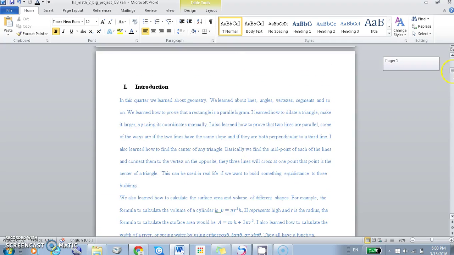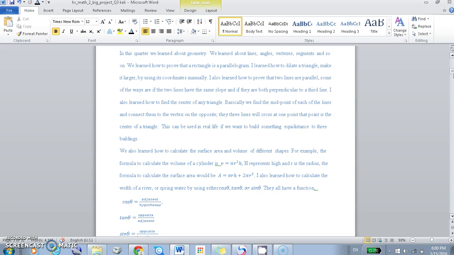This is the introduction. In this quarter, we learned about geometry: lines and angles and vertex segments and everything. We learned about proving that a rectangle is a rectangle, a parallelogram is a parallelogram, and finding the distance of a river, which is also going to be one of the tasks that we do. Also, we learned the different formulas that we use to find the volume of 3D shapes.